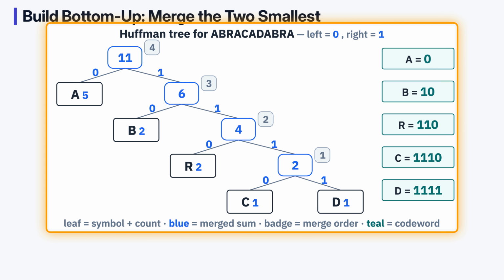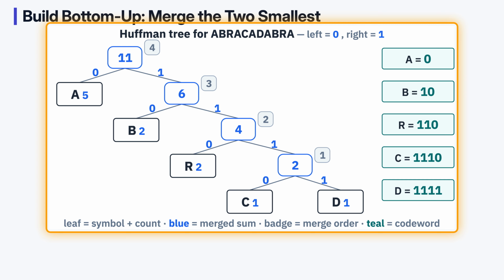Huffman builds the code with one simple rule. Start with every symbol as a lone leaf, labeled with its frequency. Then repeat one step. Take the 2 smallest available nodes and merge them into a new parent, whose value is the sum of the 2. That parent goes back into the pool. Keep merging until a single node is left, the root.